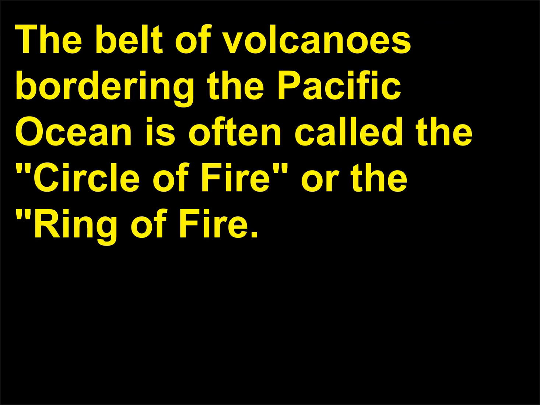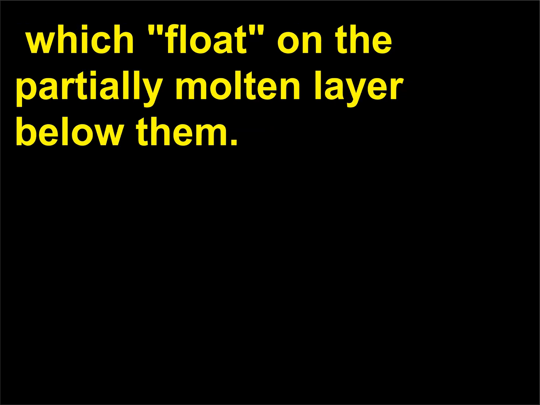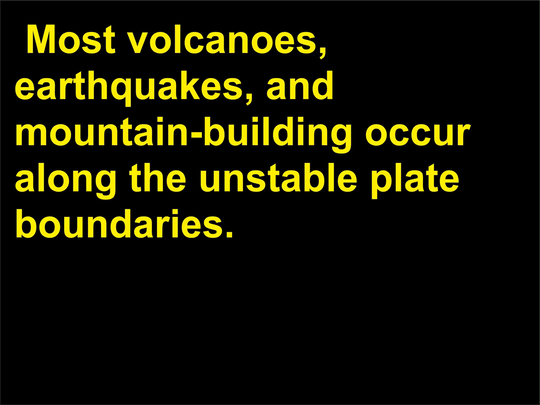Where is the Circle of Fire? The belt of volcanoes bordering the Pacific Ocean is often called the Circle of Fire or the Ring of Fire. Earth's crust is composed of 15 pieces, called plates, which float on the partially molten layer below them. Most volcanoes, earthquakes, and mountain building occur along the unstable plate boundaries.